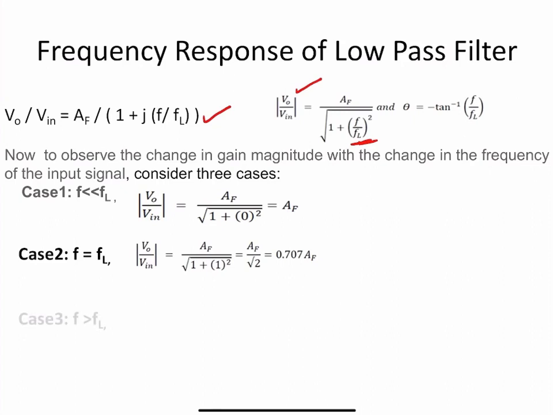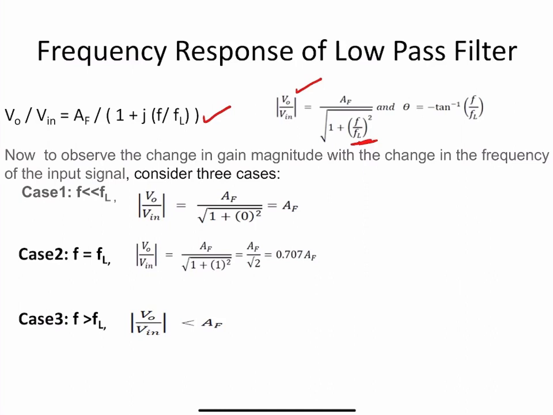Third case is whenever f is greater than the cutoff frequency. At this time, the magnitude will be less than the passband gain, and when you put this value here, f greater than FL, then the overall factor will reduce. V0 by Vin will be less than AF, less than the passband gain of the filter.